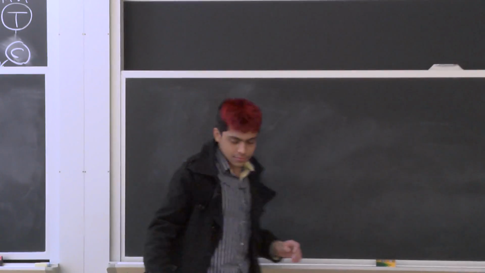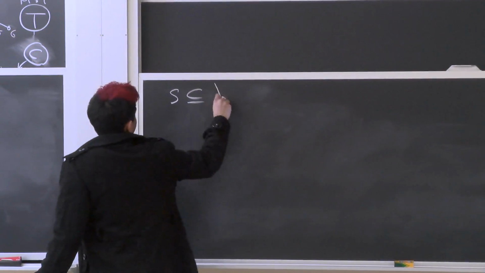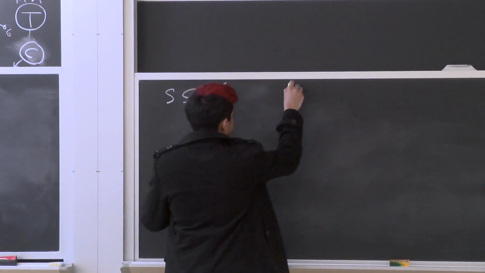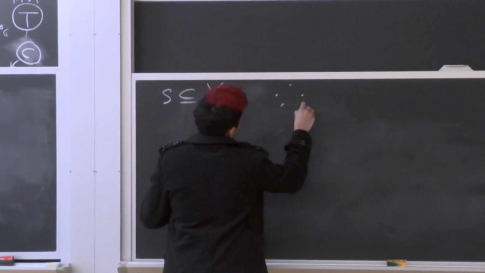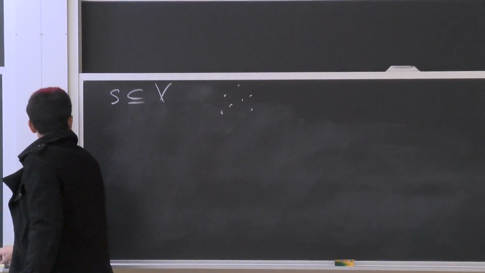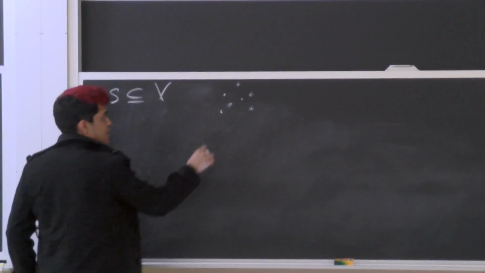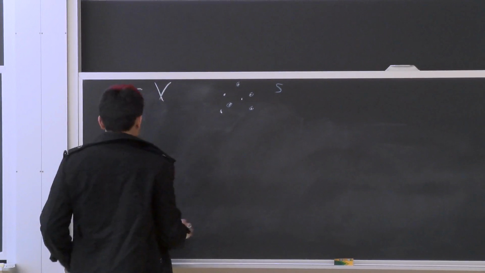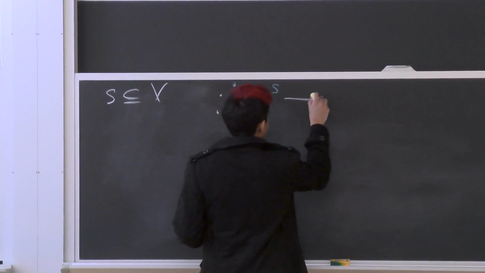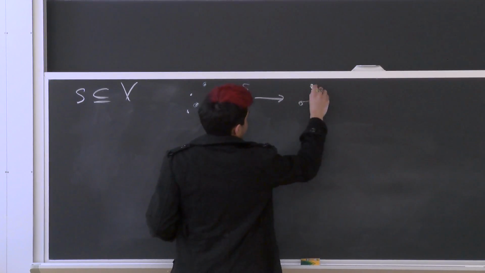So first, we start with this. Let's say S is a subset of V. So you have a graph, and you make a subgraph. You pick out some vertices, this one and this one and this one and this one, and that is your S. And so you get a new graph, which contains just those vertices and whatever edges connect them.